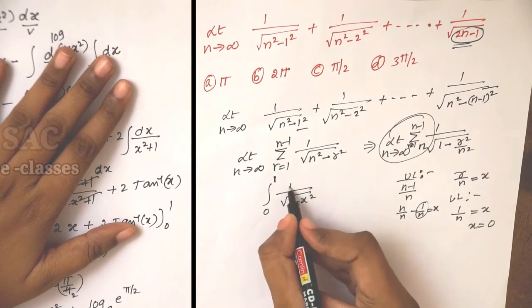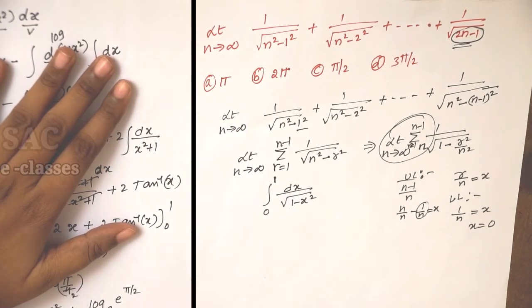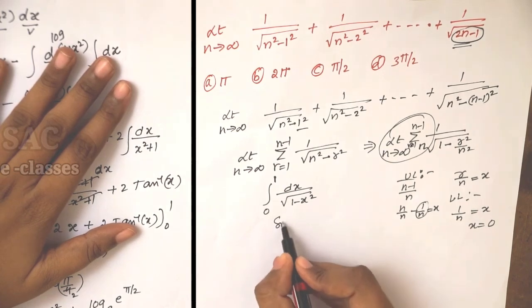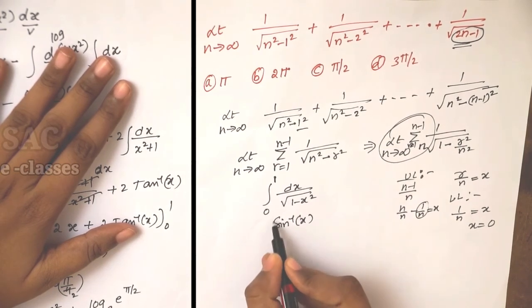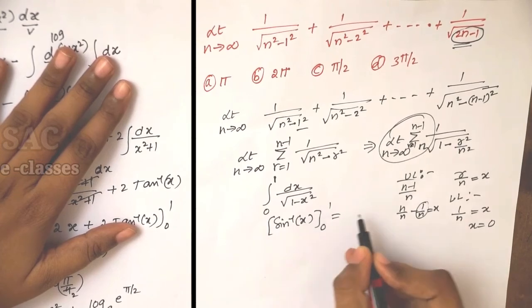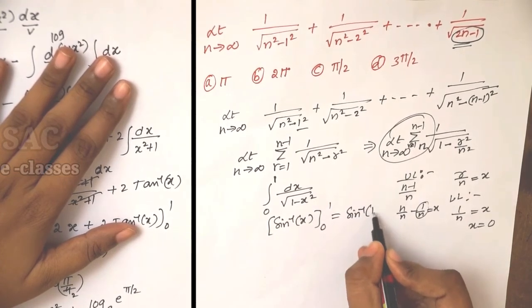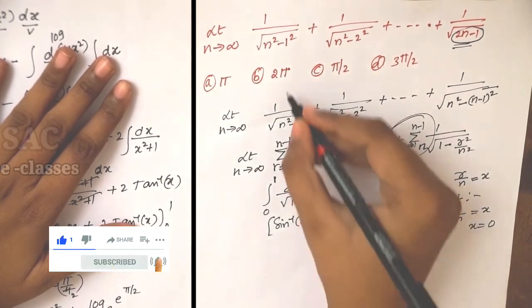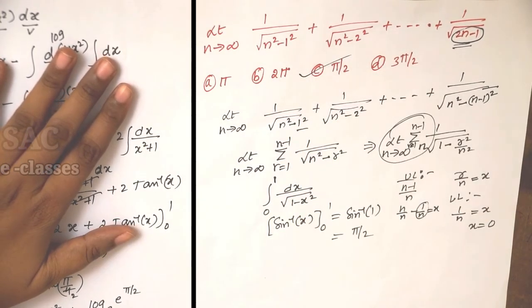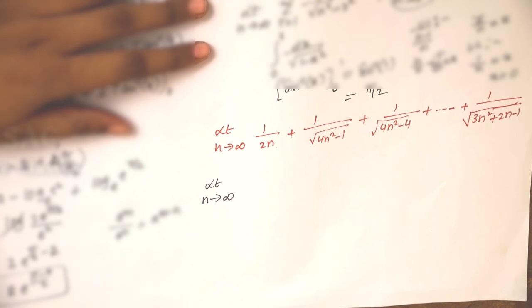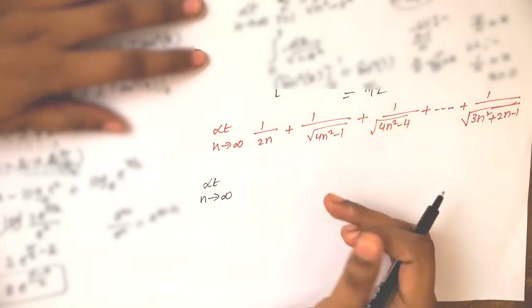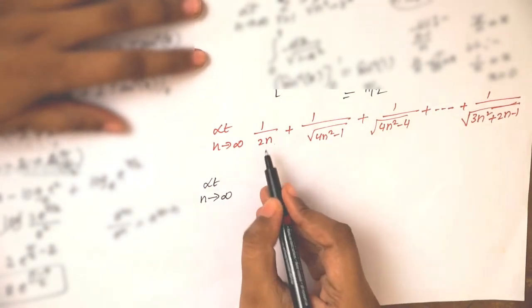It is clearly looking like the integration of dx by root over 1 minus x square, which is sine inverse x. Apply the limit 0 to 1, sine inverse 1. We know that sine at pi by 2 will give you 1. So the answer is pi by 2. Now if you have observed, this problem is quite similar to the above problem. But here 2n is given.